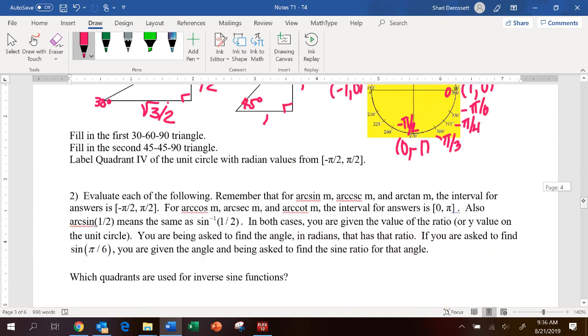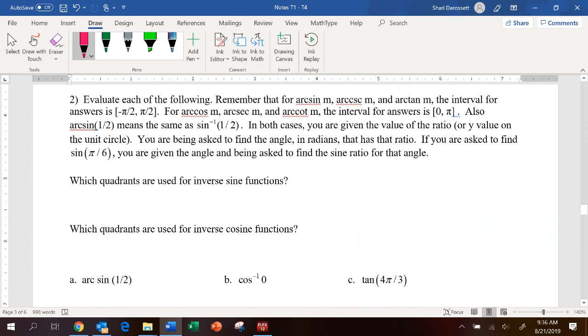Let's go down here now. So it says evaluate each of the following. Remember that for arc sine, arc cosecant, and arc tangent, the interval for the answers is going to be in between negative pi over 2 and positive pi over 2. For arc cosine, arc secant, and arc cotangent, the interval for the answers is between 0 and pi. Also, arc sine of 1/2 means the same thing as inverse sine of 1/2. In both cases, you are given a value of the ratio, and you're being asked to find the angle.